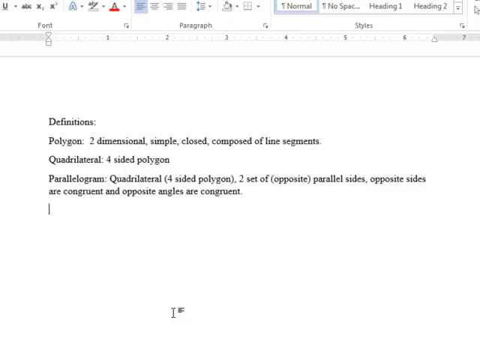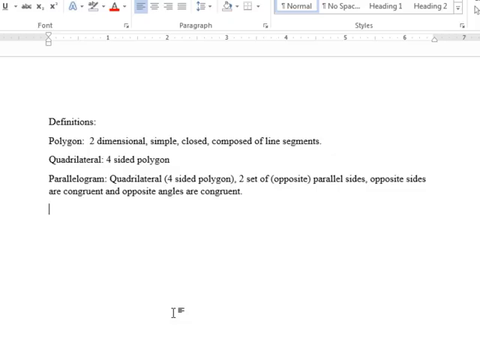A quadrilateral, if you say a four-sided polygon, you're good. A parallelogram is a quadrilateral or four-sided polygon that has two sets of parallel sides. Opposite is not necessarily necessary because it is just a four-sided figure, so if you have parallel sides, they have to be opposite. But if you put opposite in there, that's fine. And then you would say the opposite sides are congruent.